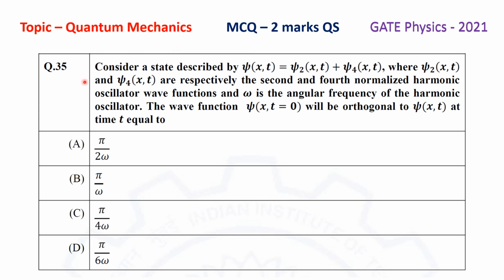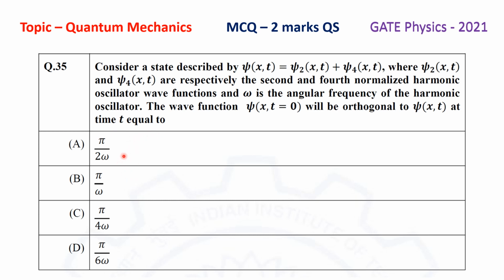The question is, consider a state described by psi as a function of x and t equals psi 2 plus psi 4, where psi 2 and psi 4 are respectively the second and fourth normalized harmonic oscillator wave functions, and omega is the angular frequency of the harmonic oscillator. The wave function psi as a function of x at time t equals 0 will be orthogonal to psi as a function of x and t at time t equals, four options are given.